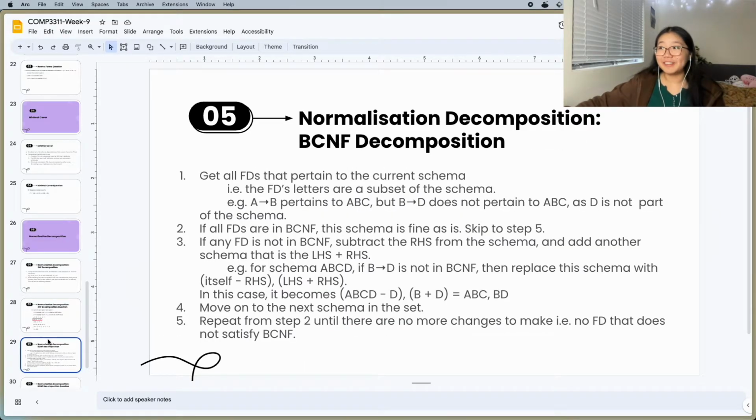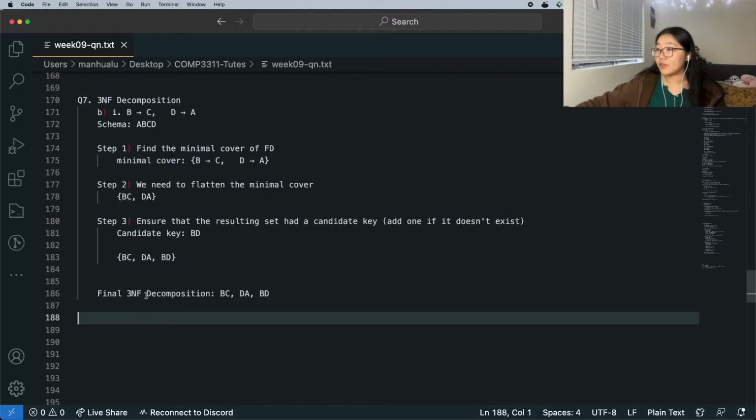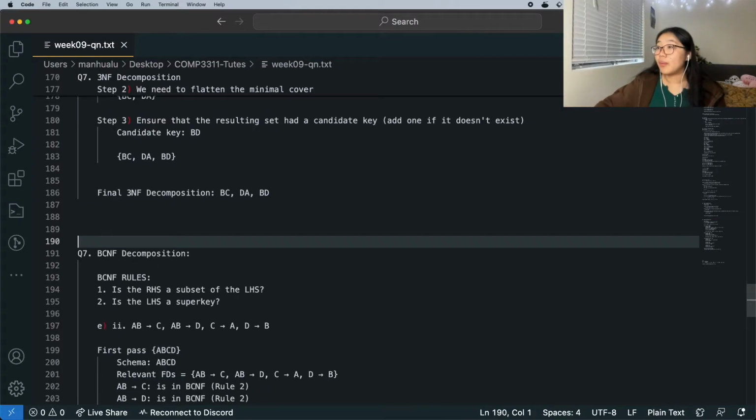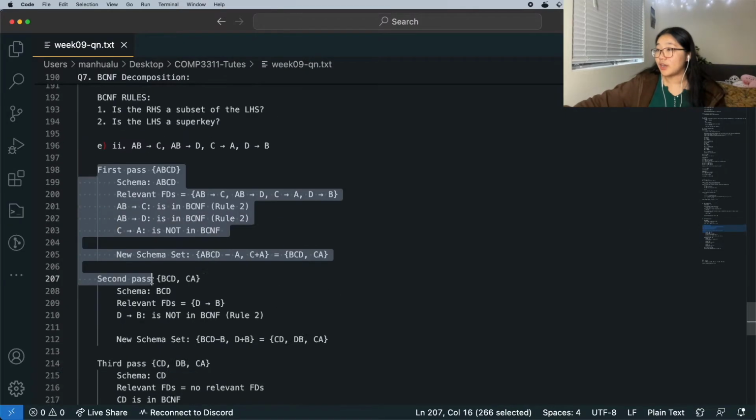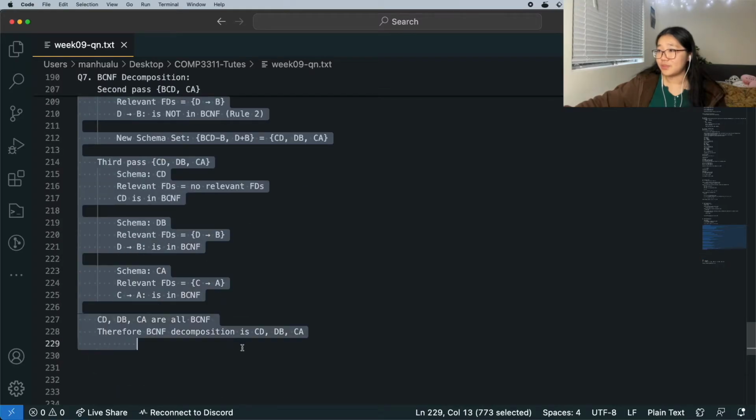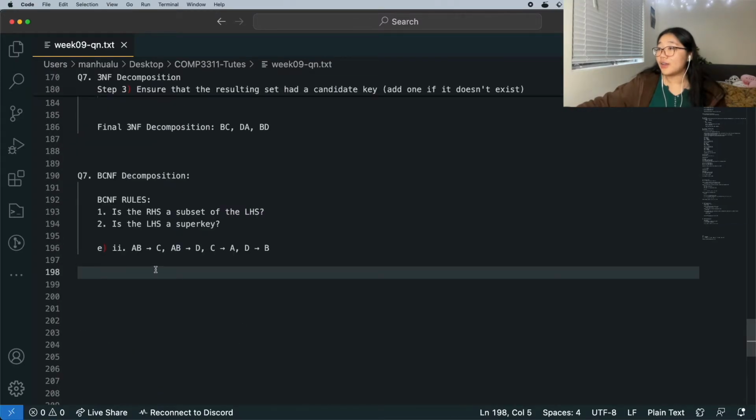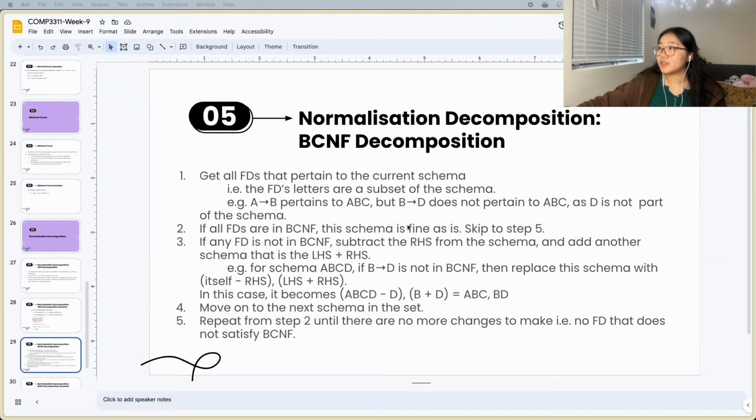But you'll see on our next slide, BCNF is a bit more difficult. In one of the classes I did get through BCNF, but I will cover this question again, and you can see these are all the steps. Let's get rid of that, and I will go through this with you guys.